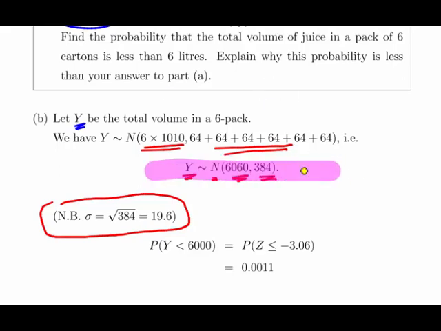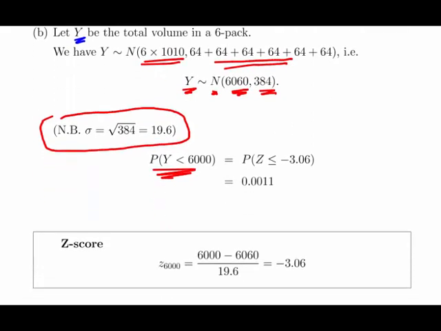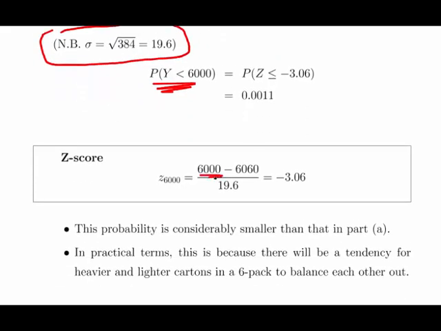But what we're going to do now is find the probability of Y being less than the nominal amount, which is 6,000 milliliters or 6 liters. Again, we calculate the Z-score. So 6,000 is our test value, the mean is 6,060, and the standard deviation, which I got here, is 19.6. Essentially what I get is a Z-score of minus 3.06. So that's how I go from here to here. Using statistical tables and the normal probability rules, such as the symmetry rule, that is the answer we get.